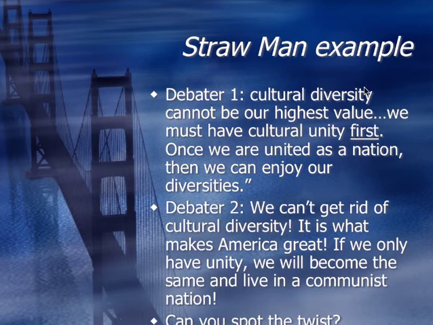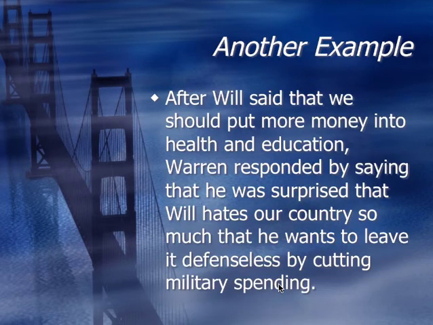Okay, the first debater never said that we should get rid of cultural diversity. They just said it shouldn't be our highest value. The second debater twisted the argument. Rather than talk about why cultural diversity should be our highest value, pointing to examples of why that should be the case, they take the argument, twist it, and then try to reason with that. It makes absolutely no sense. So, straw man.